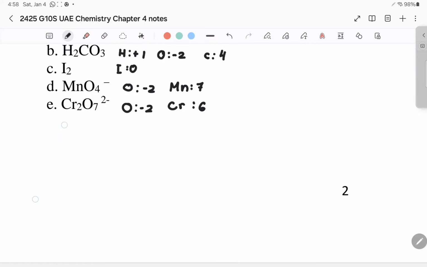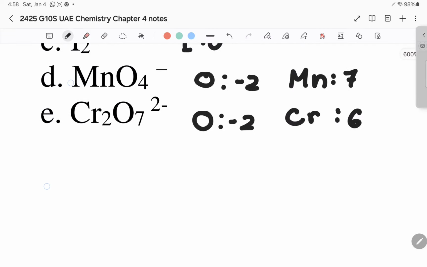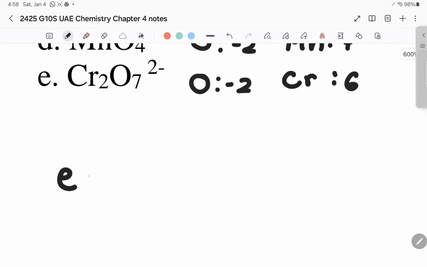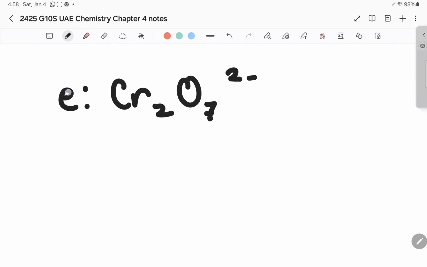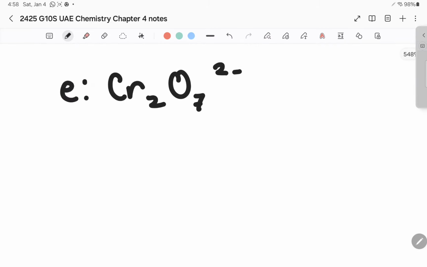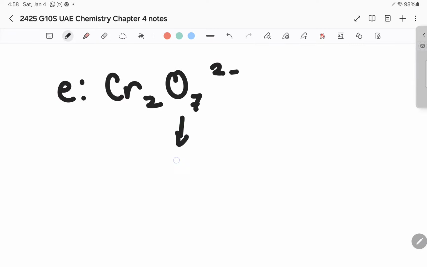Now we have to solve for part E. So E is Cr2O7 2 minus. This one's different than the other explanations because Cr here has a subscript and we don't know it. O, like we said, is always negative 2 in this case. And this is x, but be careful. If the thing you do not know has a subscript, you have to multiply x by that subscript.